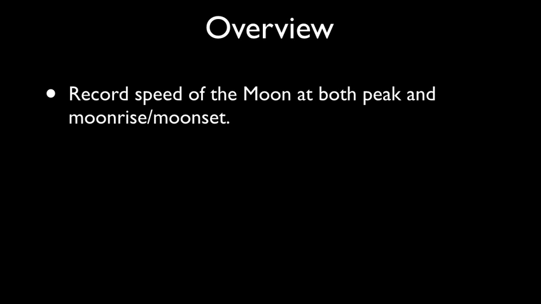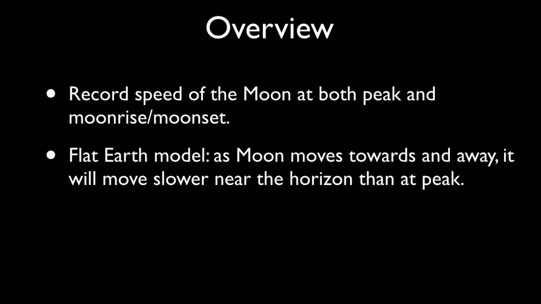Here's a quick overview. We're going to record the speed of the moon at several times during the day. We'll do this at the highest point or peak of the moon's path in the sky and at either moonrise or before moonset. The flat Earth model says that the moon moves towards the viewer at moonrise and then away at moonset. Thus, the speed across the sky should be slower than at peak.